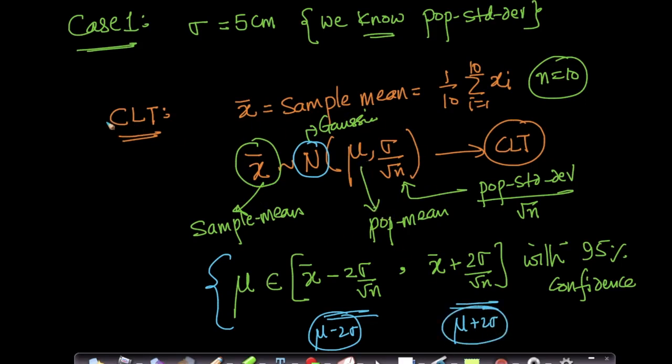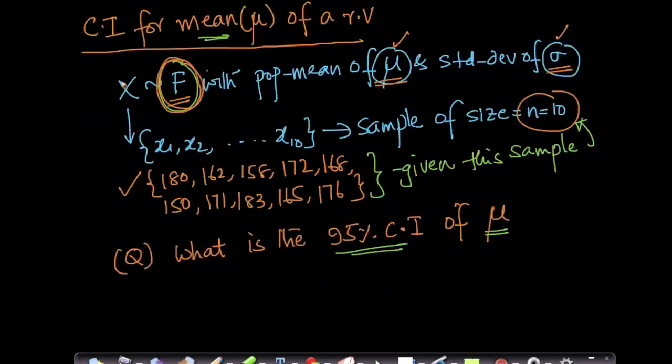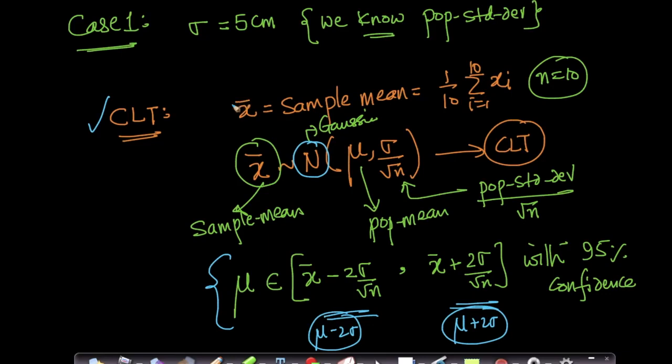Now, this is where CLT is super useful. Remember, here I'm not assuming that my x is Gaussian or anything. It could be any distribution, which is very, very important. It could come from any distribution as long as it has a finite mean and a finite standard deviation. As long as that holds, I can take a sample of size n and compute the 95% confidence interval using this.